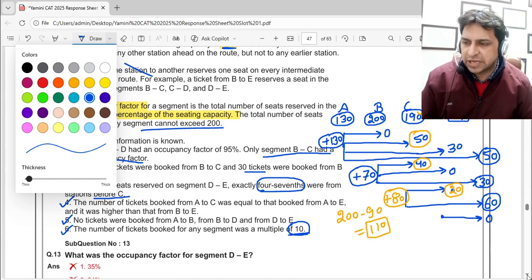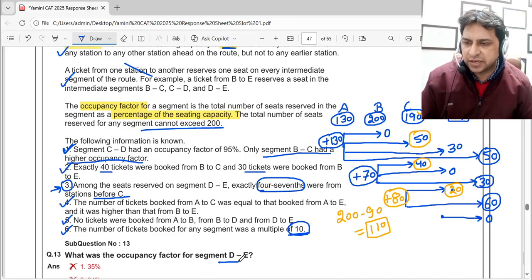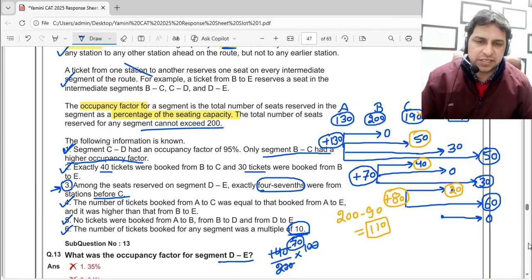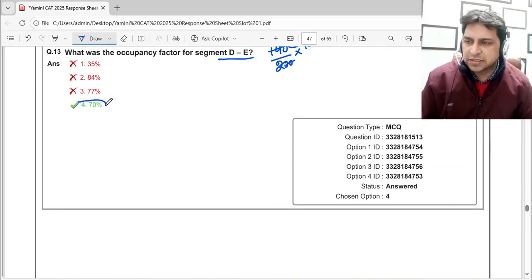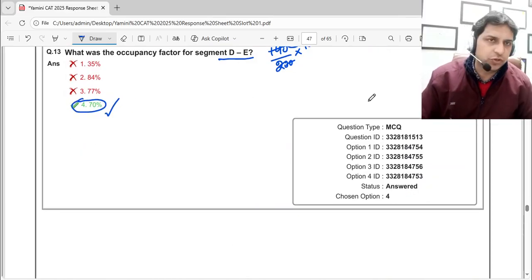The first question we have: what was the occupancy factor of the segment D to E? Now on D to E, 140 people are traveling, so the occupancy factor is 140 upon the total seating capacity of 200. I get the answer 70%, that is my answer, and that is the answer also. So the first question was done.